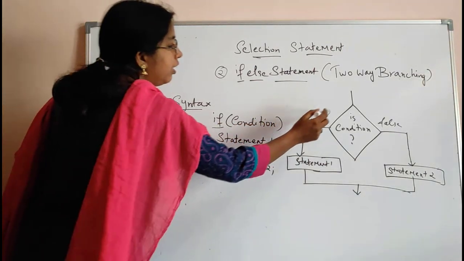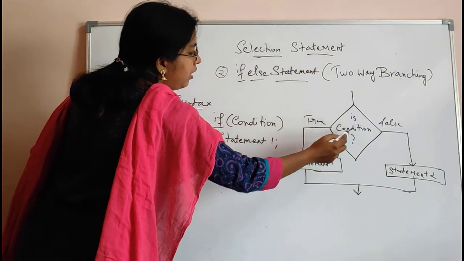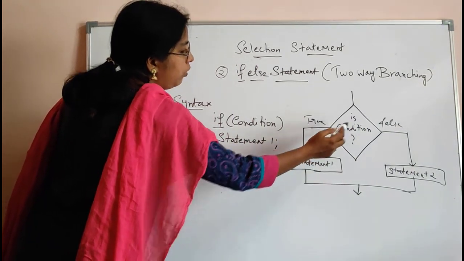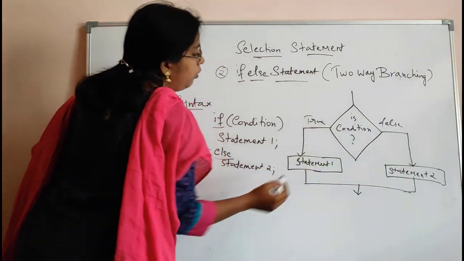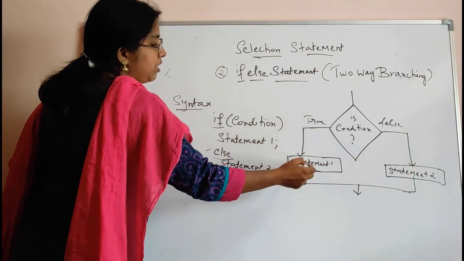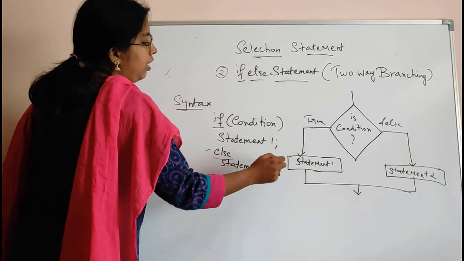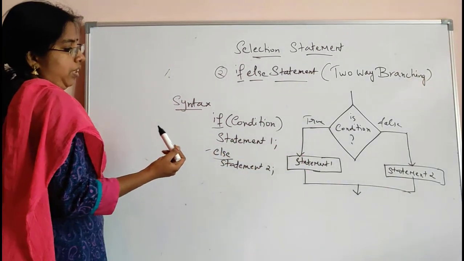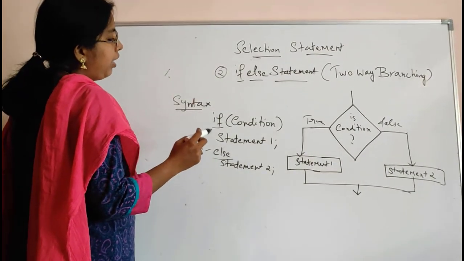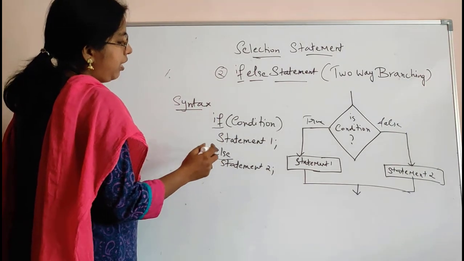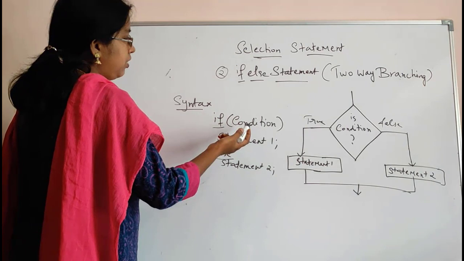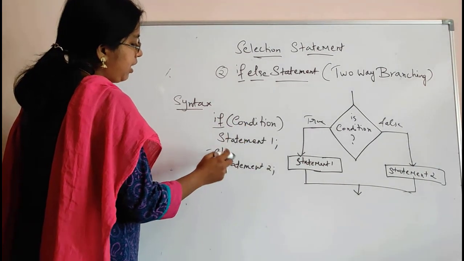Seeing the flow chart here, if the condition is true, statement 1 will be executed. If the condition is false, statement 2 will be executed. Always a condition should be written in a rhombus and statements can be written in a rectangle symbol. So the statements are executed based on the condition. If it is satisfied, then statement 1, else statement 2.